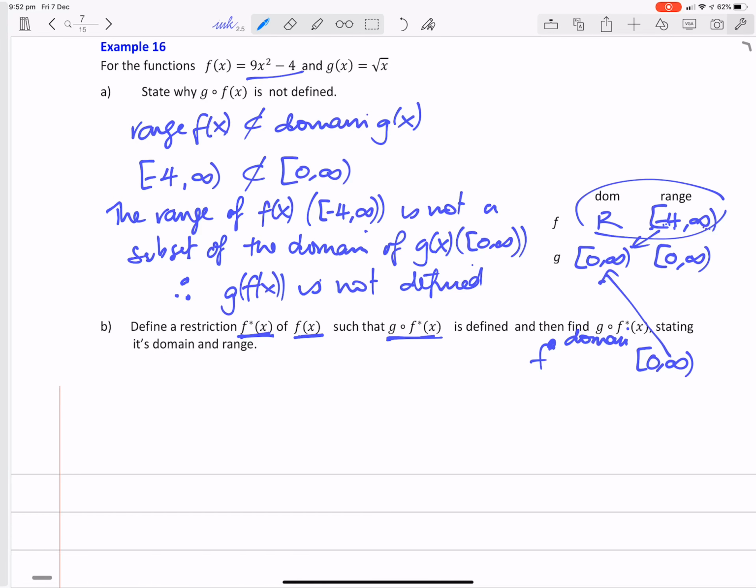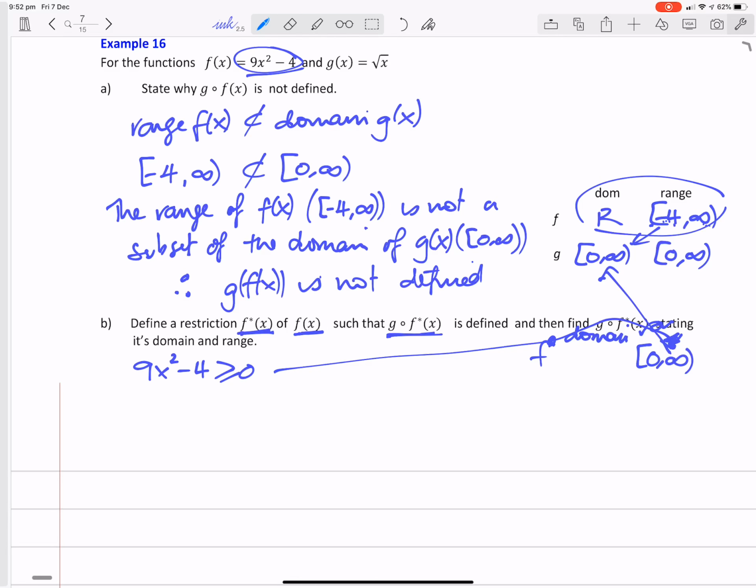We know that this function, 9x squared minus 4, has to be greater than or equal to 0, because that's the range that we want to have. And then the range will be a subset of the domain of g, and it'll work. Now, when we have an equation like this, we can't bring the 4 to the other side and then simplify. We've got to use a difference of 2 squares. So we get 3x plus 2, 3x minus 2 is greater than or equal to 0.